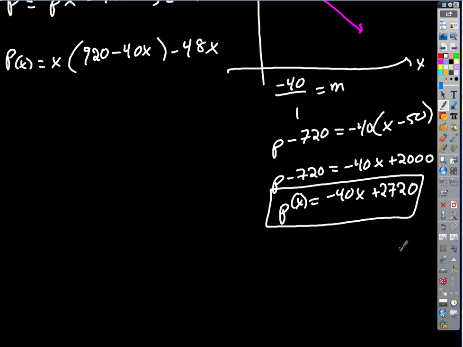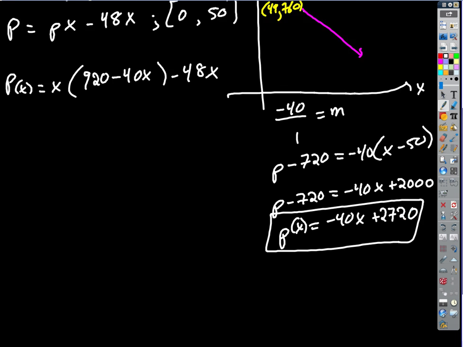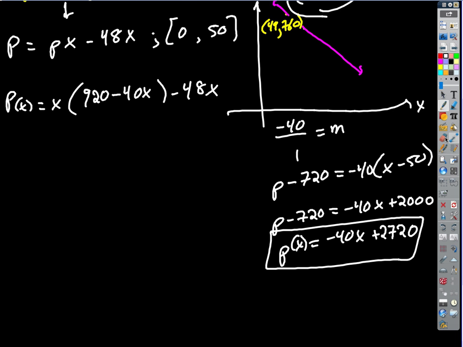Okay, now let's verify that works. So if I plug in 50, I get 720, right? Does that make sense? Okay, and if I plugged in 49, I would get 760. Yeah, that works. So I've got to fix that up here then. So that should have been 27.